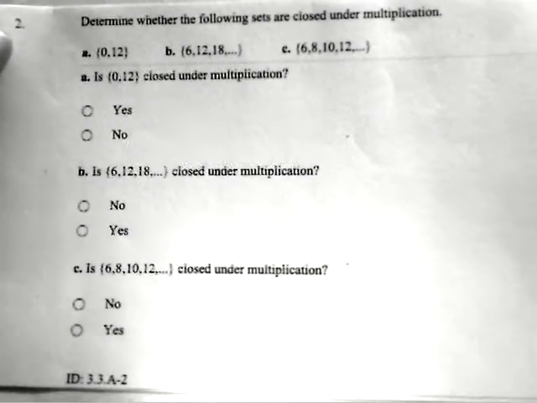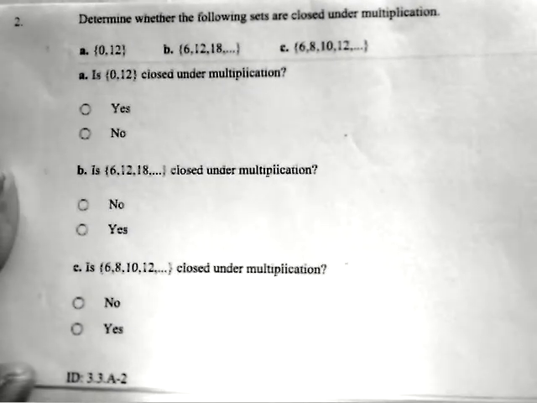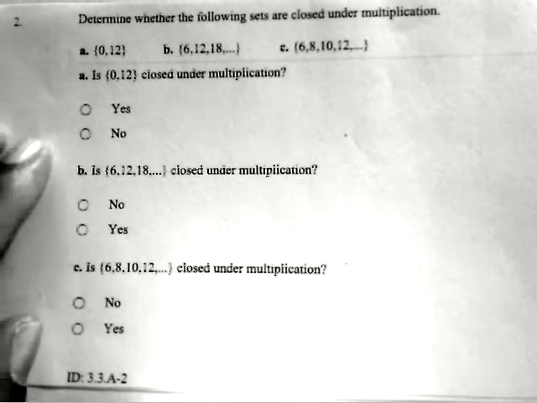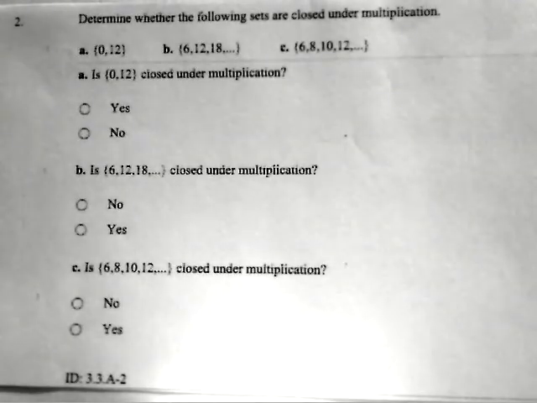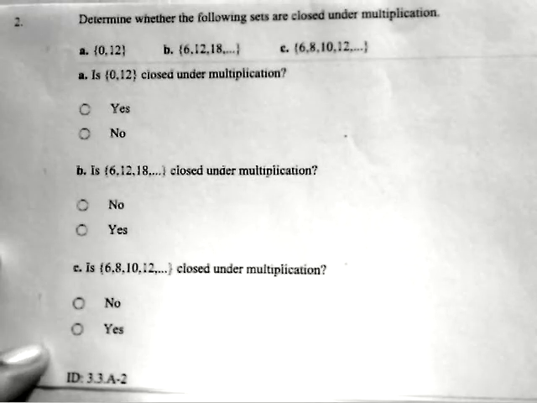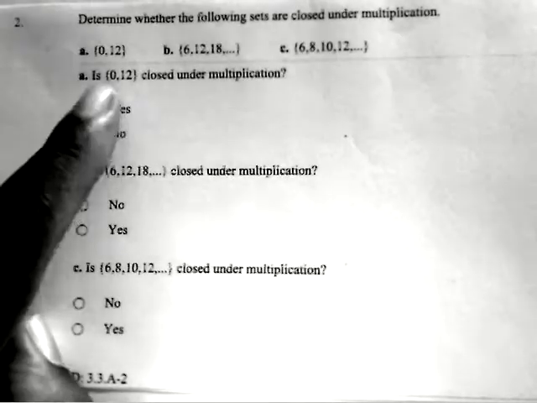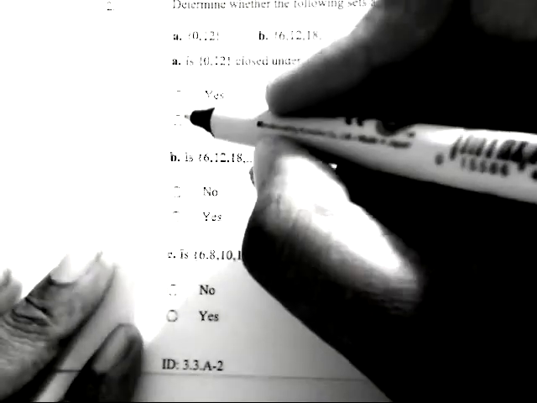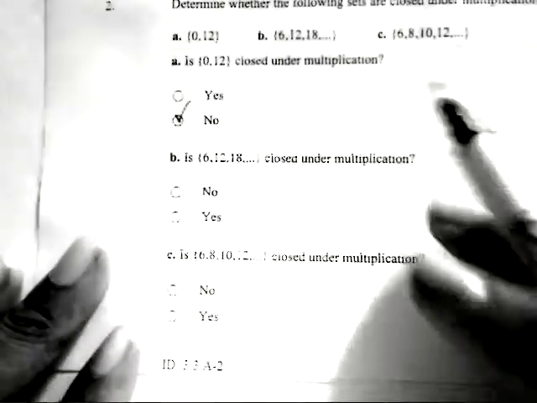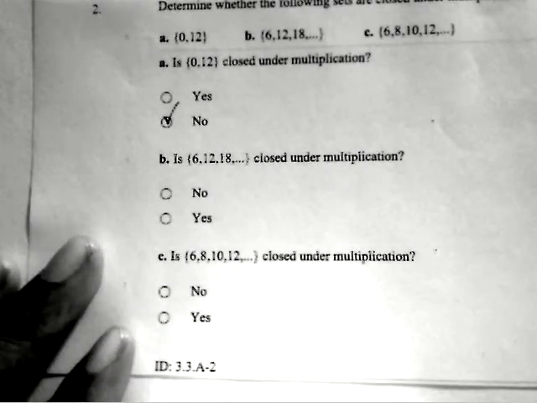Okay. All right, let's look at the next problem. Determine whether the following sets are closed under multiplication. 0, 12. Would that be closed under multiplication? Well, if you take 12 times 12, that's going to give you 144. 144 is not in the set 0, 12. So, no, this would not be closed under multiplication.